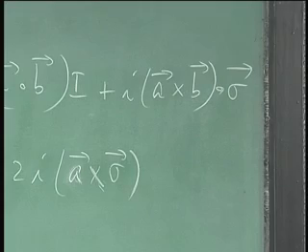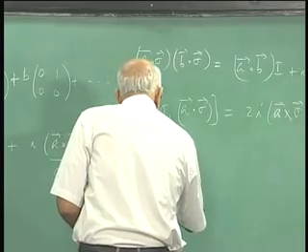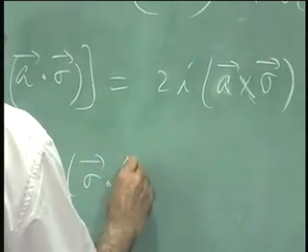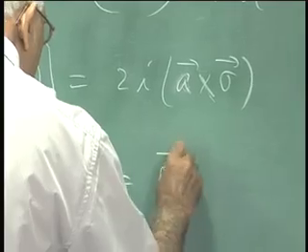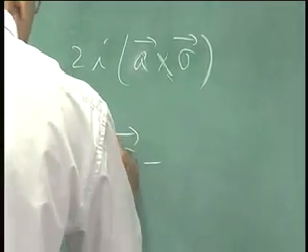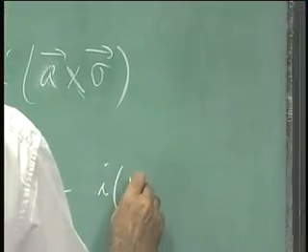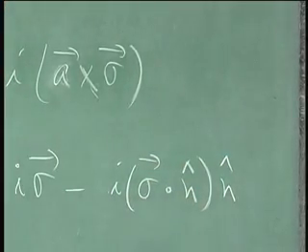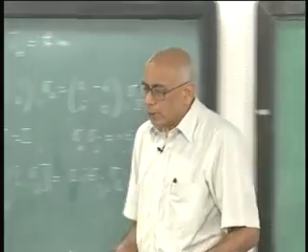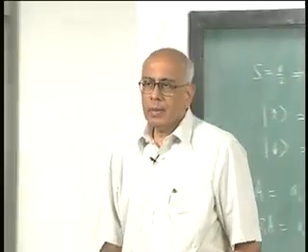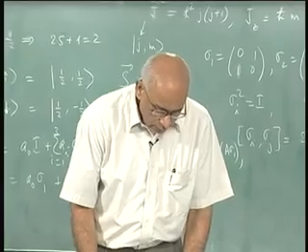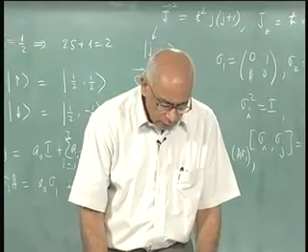And similarly, sigma cross any unit vector n, sigma dot the same unit vector, is sigma minus I sigma minus I times sigma dot n, etc. All these identities are easily proved by using the commutation relations between the sigmas. So much for some mathematical aspects of the sigma matrices.